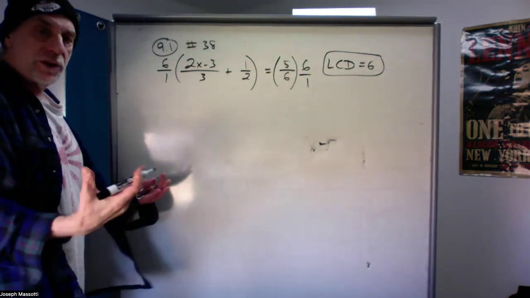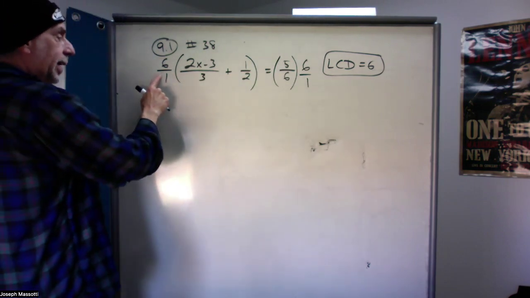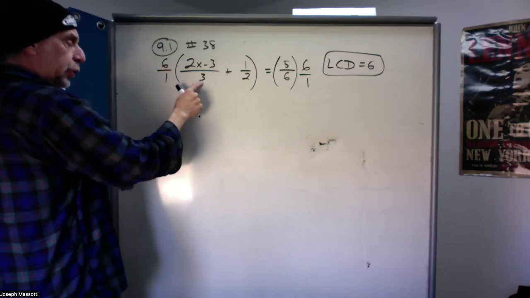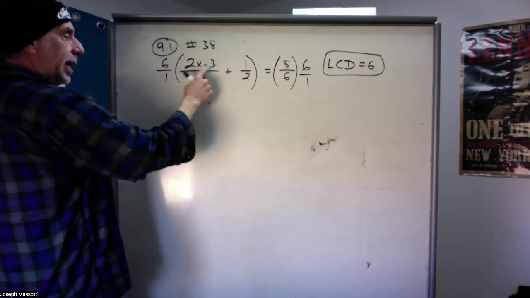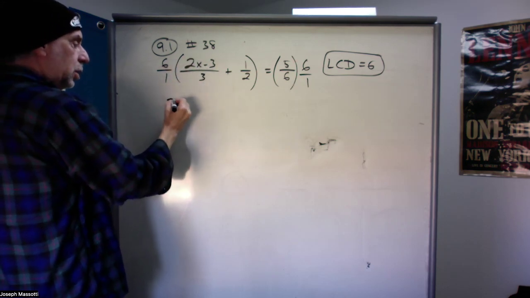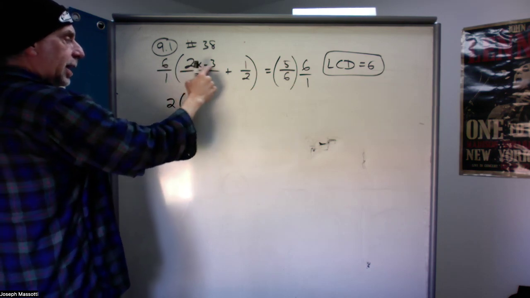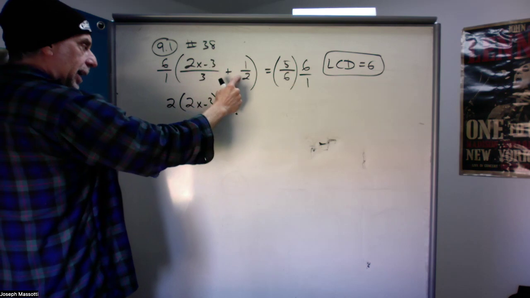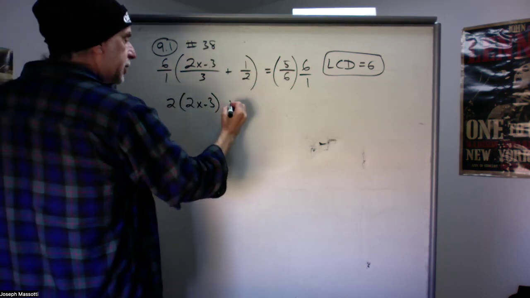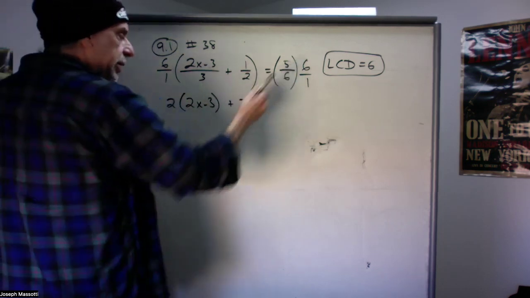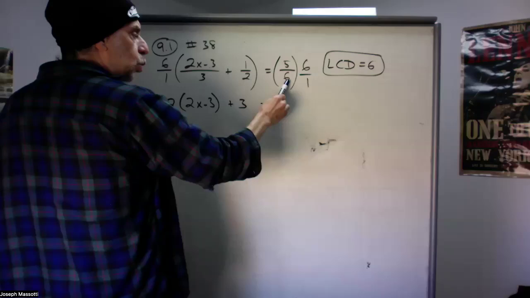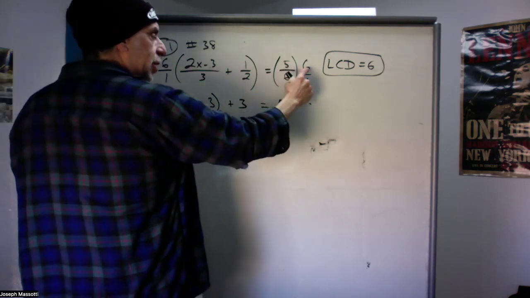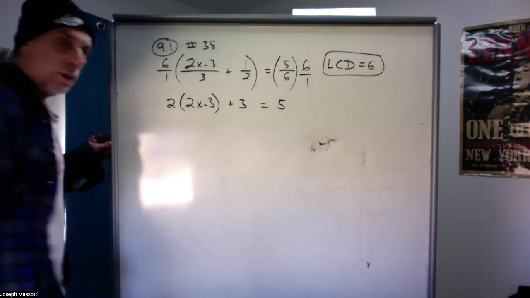Again, I'm just putting it over 1 just so I have everything as a fraction. Now I'm multiplying this times this fraction. Again, the 6 over 3 becomes 2. So I'm multiplying this expression by 2. Right? 6 over 3 is 2 times this 2x minus 3. Right? And 6 times 1/2, 6 over 2 is 3. Over here, the 6 over 6 is just 1. So 1 times 5 leaves us with 5. Again, if you just multiply across, you get 30 over 6, which reduces down to 5.